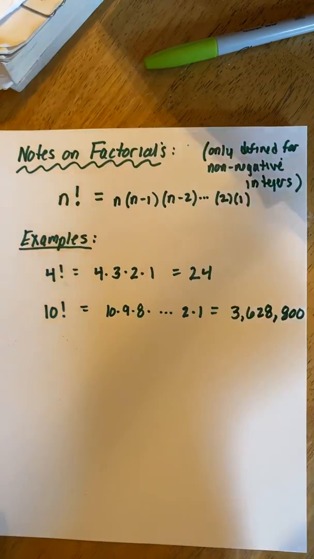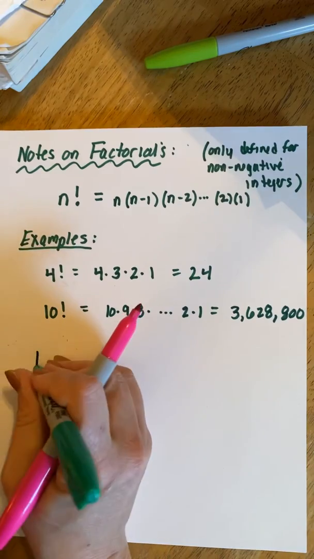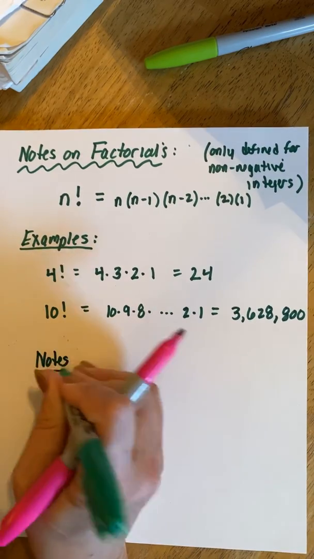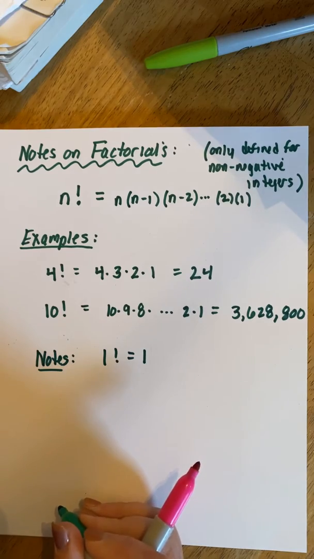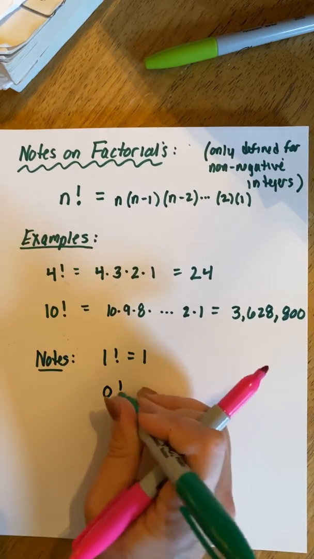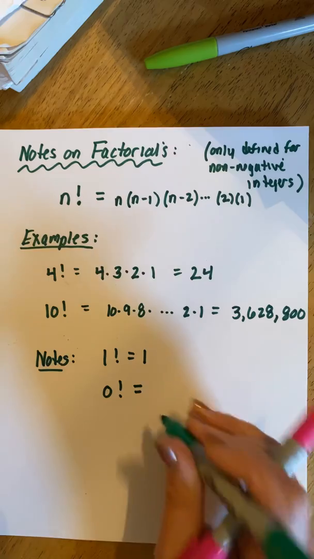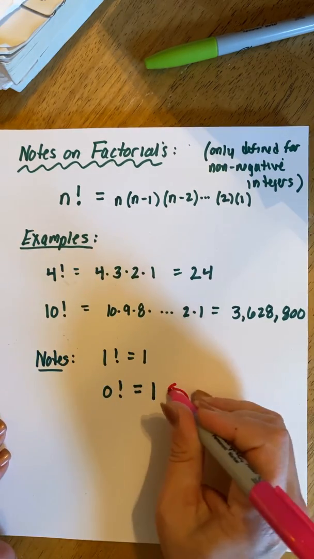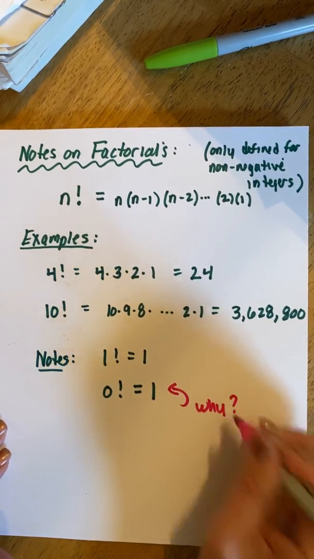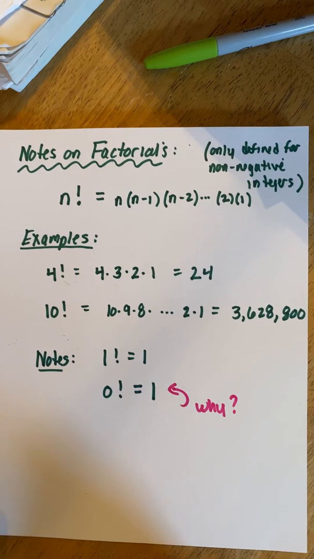Okay, a couple notes. 1 factorial is 1. 0 factorial is actually equal to 1 also. I think that's a pretty cool little fact. All right, want to see why? I think this is kind of fun, right?